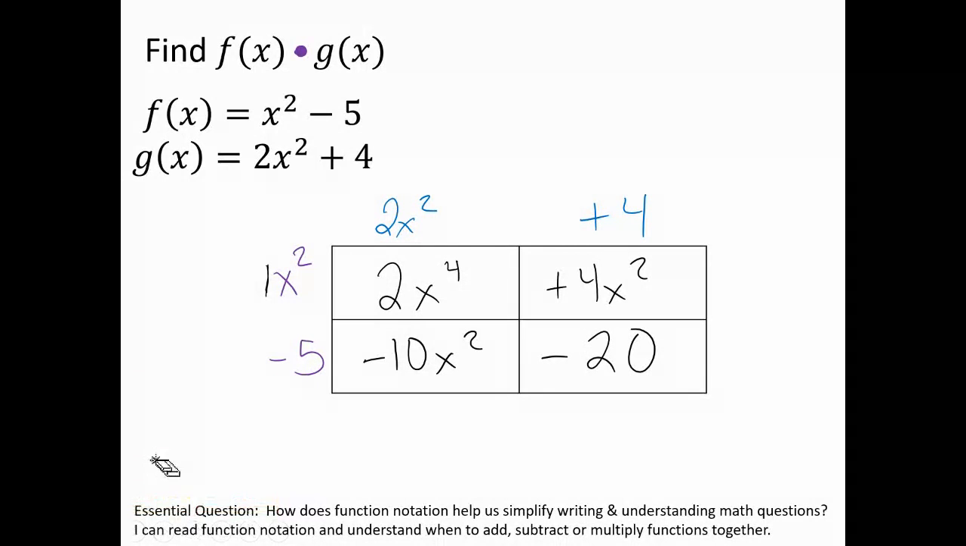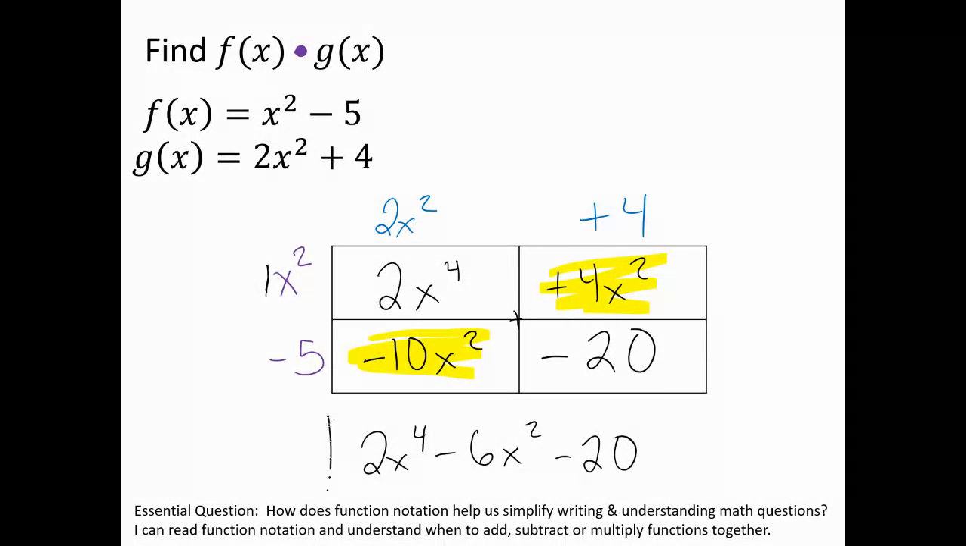Not always, but sometimes we have like terms. And so we need to add our like terms. Since they have the same variable, same power, we're going to have to add these two together. And you always start with the highest power first. So you want them in descending order. So we're going to do 2x to the 4th. Combine those. Negative 10 plus negative 4 is going to be negative 6x squared. Do not do anything to the exponents there. And then minus 20. And that is our answer.